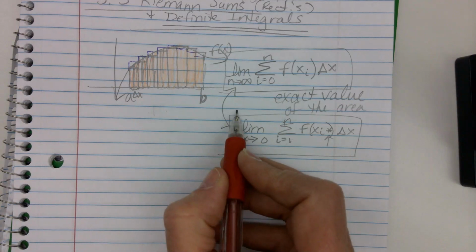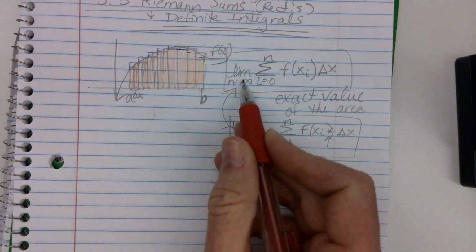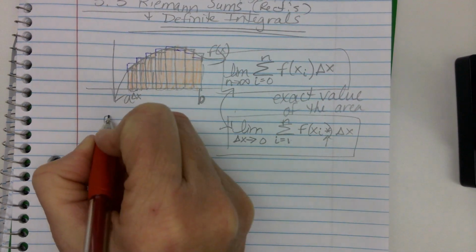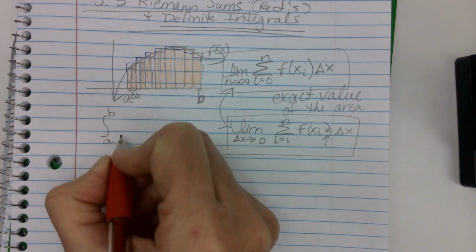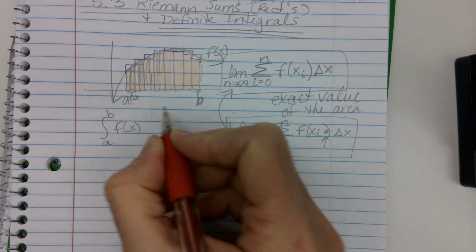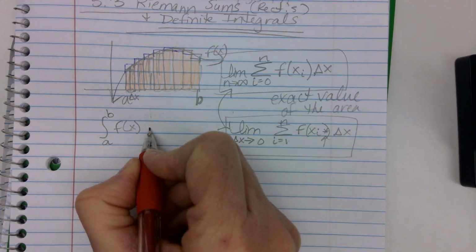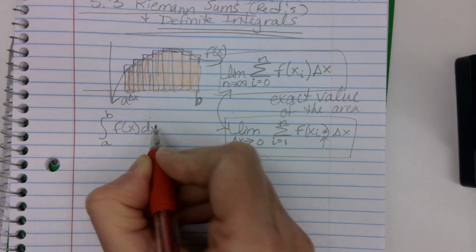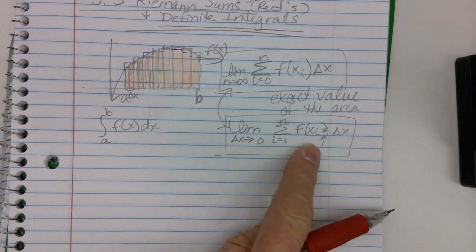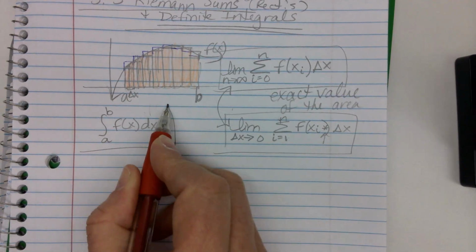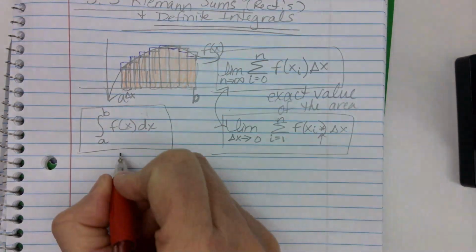My point is, if you see either of these, it becomes what we call a definite integral from a to b of the function. And what is delta x always the same as from section 4-7 or 4-8? Oh, dx. Delta x and dx are exactly the same. This is now the new thing called a definite integral.